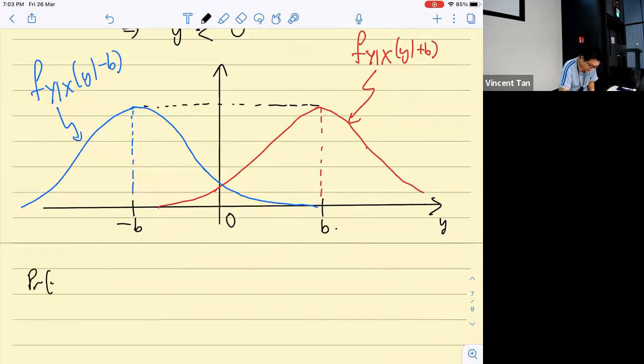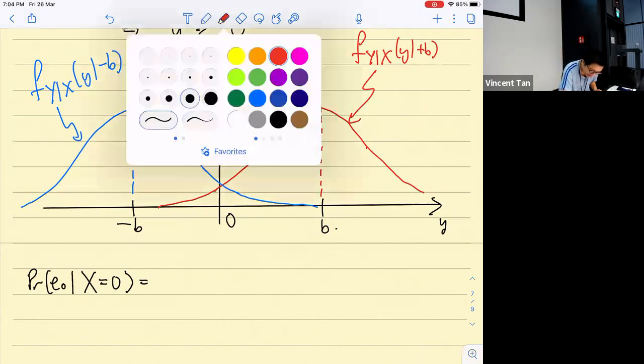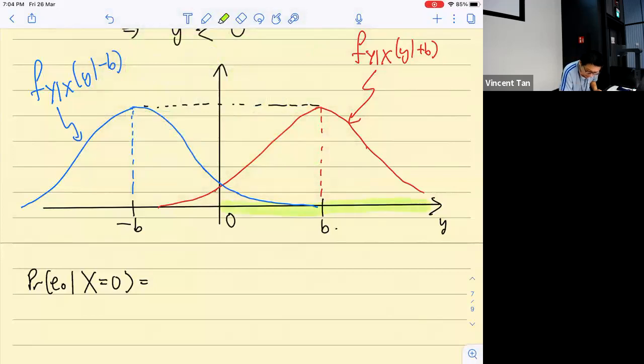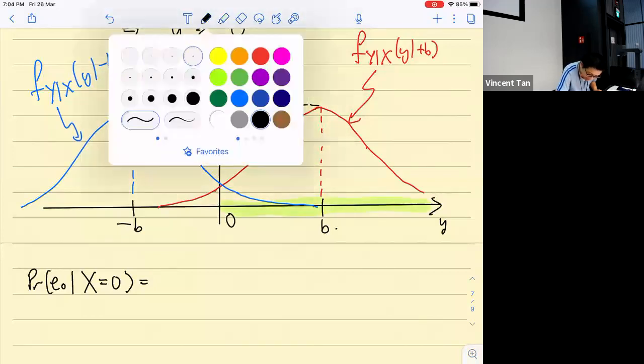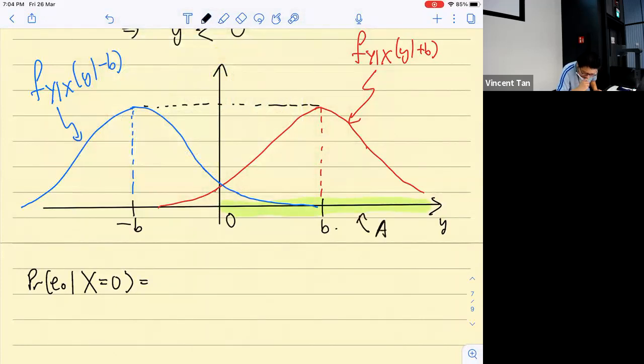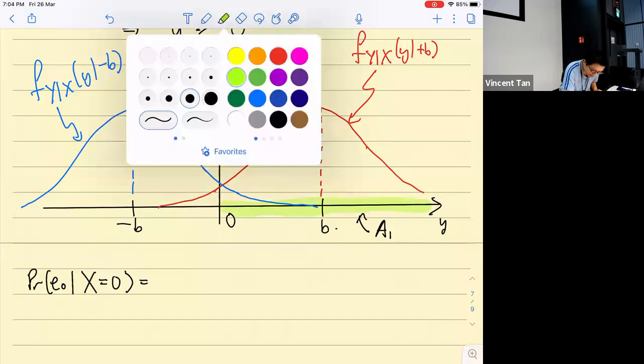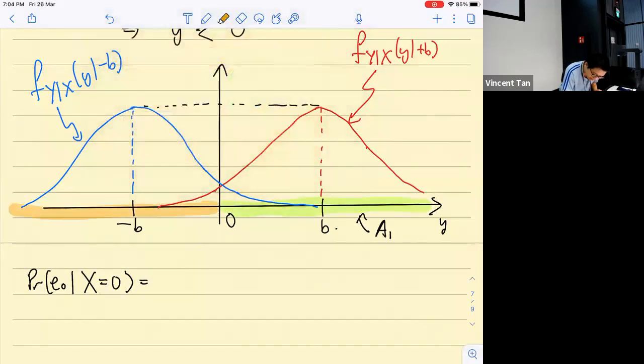We can evaluate the probabilities of error. Now I put E0 because the threshold is at 0 and x is equal to 0. What is this? Now we are making a decision. We are making an erroneous decision when x is equal to 0, when y lies here in this region. So this region here is where we make a decision in favor of 1. And here on the left-hand side, we make a decision in favor of 0. So we call this A0.